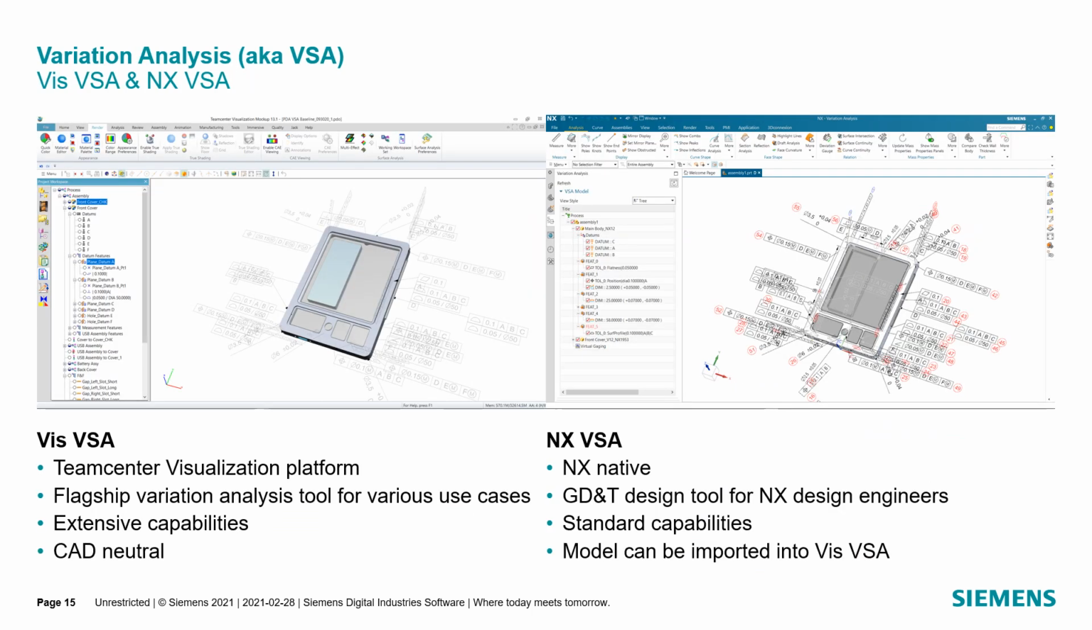There are 2 VSA platforms, the VIS VSA on the Teamcenter visualization platform, and the NX VSA on NX. VIS VSA is our flagship variation analysis tool with extensive modeling and simulation capabilities, including kinematic and flexible assembly operations. NX VSA is a new NX native design tool intended only for design engineers to design and validate part and small assembly GD&Ts. NX VSA provides standard VSA capabilities such as static assembly operation and standard measurement operations. NX VSA models can be imported into VIS VSA to be part of a larger assembly. NX VSA is first available in NX 1926 release. Now let's see a NX VSA demo to understand how it works.